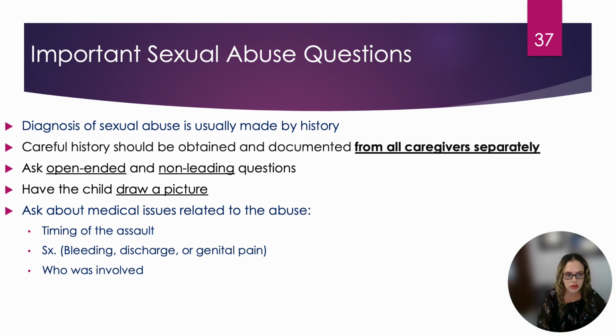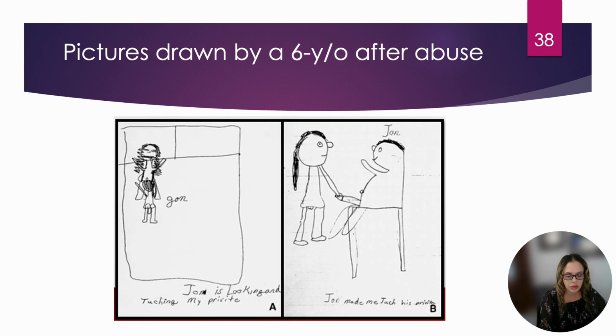Important sexual abuse questions. When the diagnosis of sexual abuse is made by history, you want to take a careful history from all the caregivers, and you want to make sure it's done separately. You want to ask open-ended and non-leading questions for the child or anyone you're interviewing. If the child is too young, you may ask them to draw a picture. You want to ask about medical issues related to the abuse, such as timing, symptoms such as bleeding, discharge, genital pain, who was involved in the scenario. Again, pictures is something that can be very helpful.